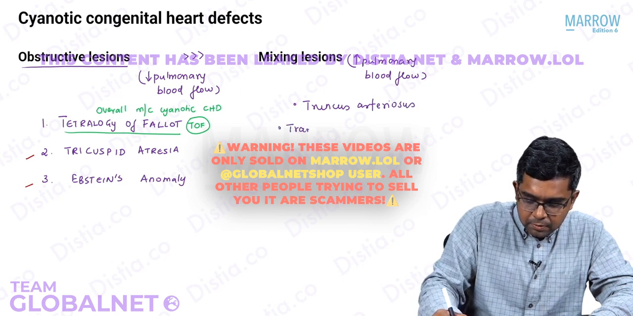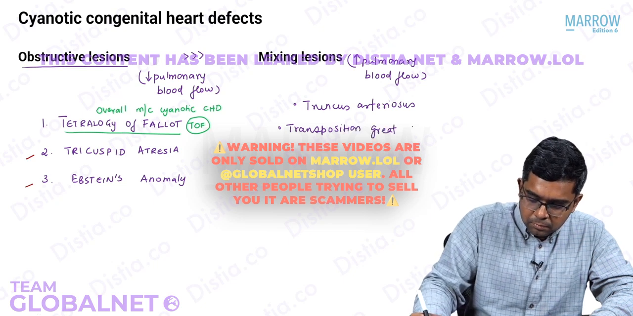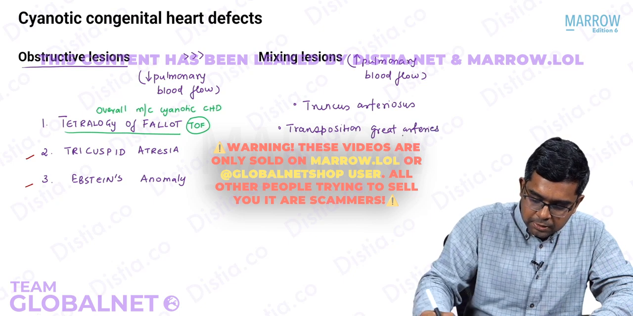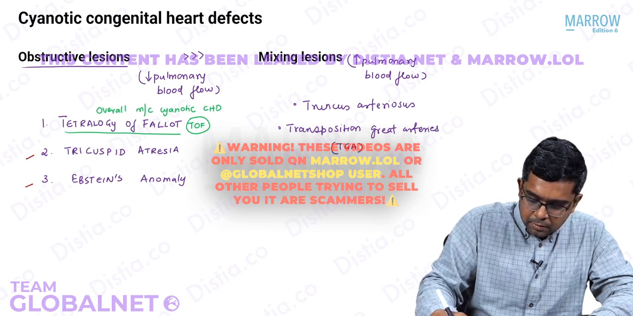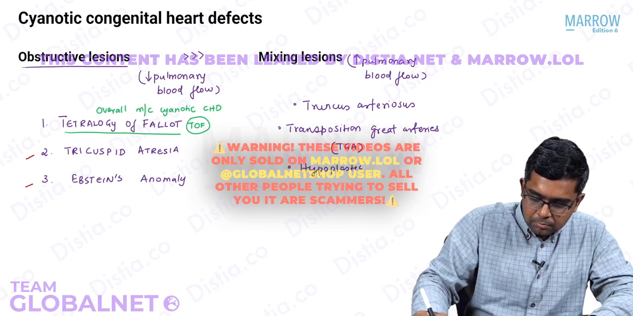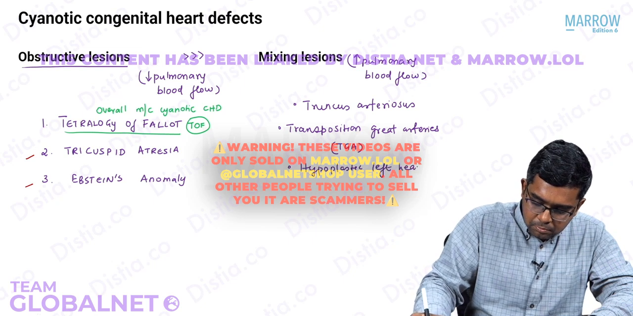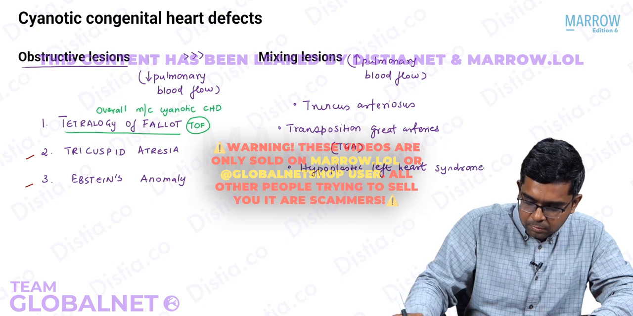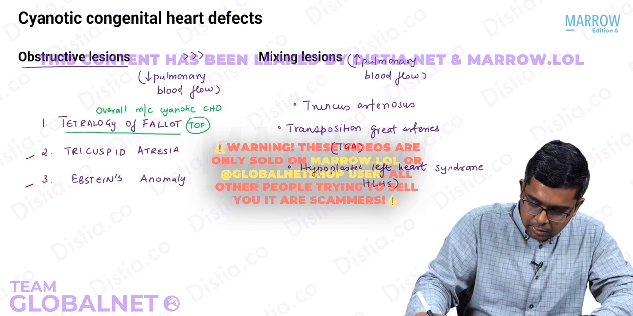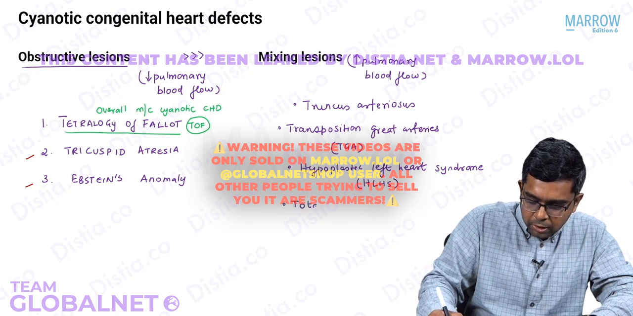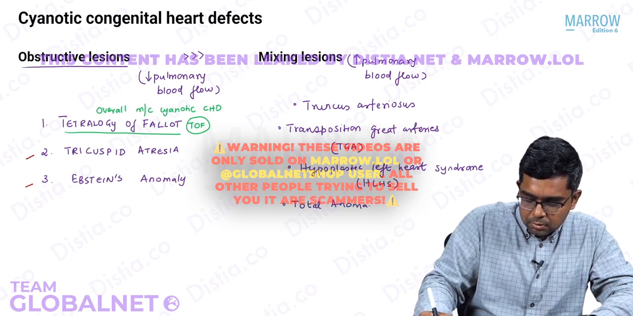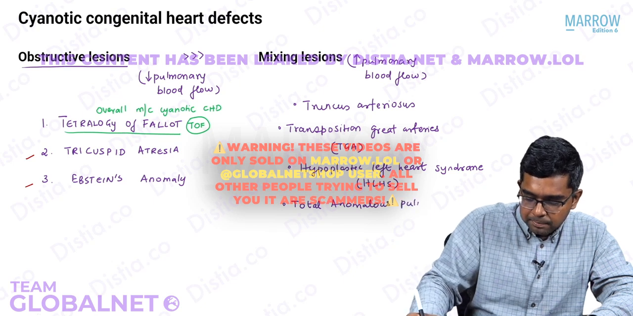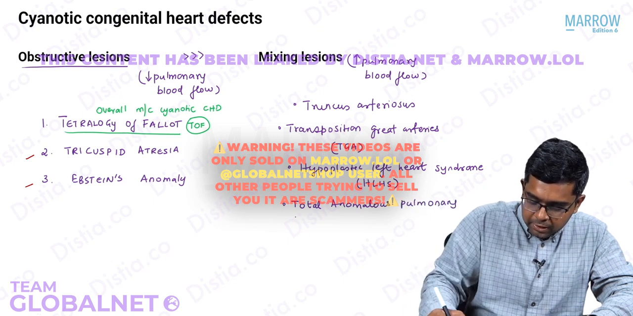transposition of great arteries, that is TGA, hypoplastic left heart syndrome, HLHS, and one more is total anomalous pulmonary venous connections.